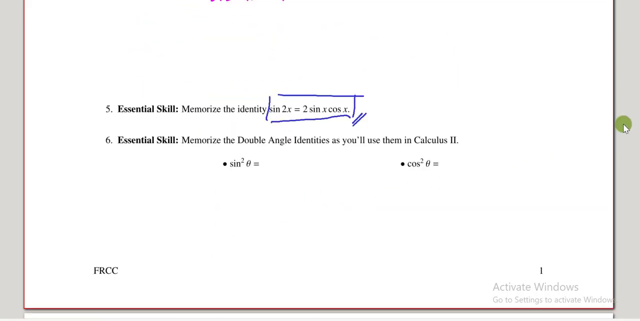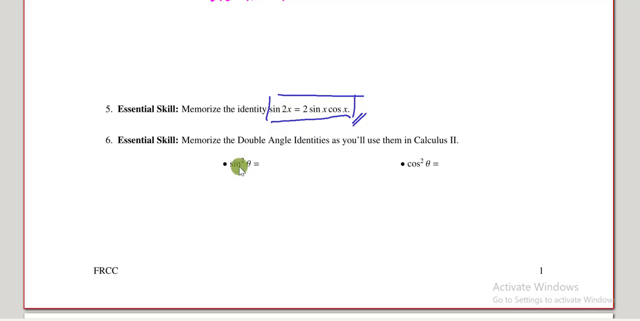I have two more double angle identities for us to memorize, and we're going to derive each one of these, but I'm going to present these identities as the way you're going to use them most often in Calculus 2. And I don't mean to say this is the best way to memorize it, but for those of you going on to Calculus 2, this is how you will typically use these identities. Sometimes they will be called power reduction identities.